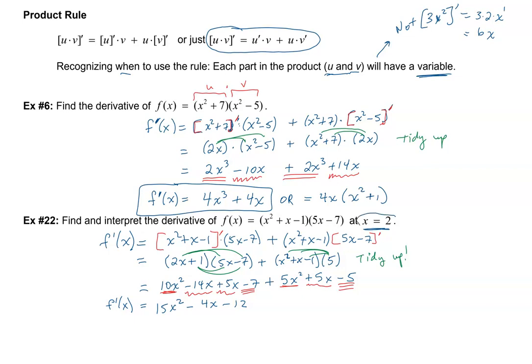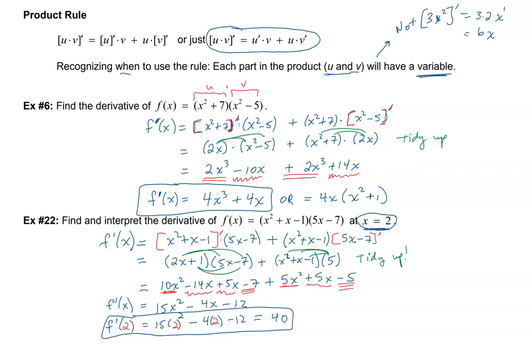Remember, we were going to evaluate it at x equals 2 and then make a statement about what that means. So f prime of 2, the derivative of f evaluated at 2, would be 15 times that 2 squared. Order of operations, remember square first, doing it out. 4 times that same 2 minus 12. And I'm going to go get my calculator. And I get positive 40. So I have found the derivative of f of x at 40.